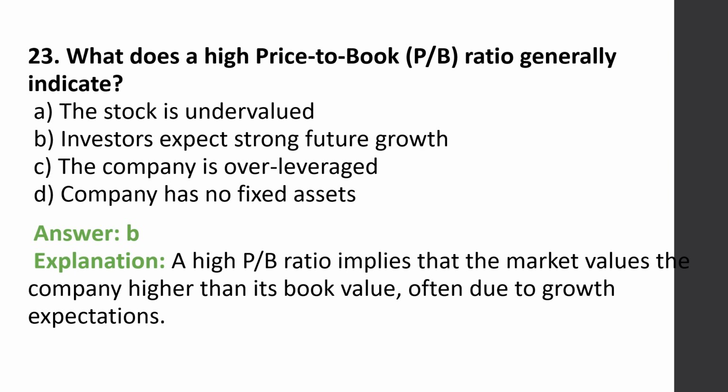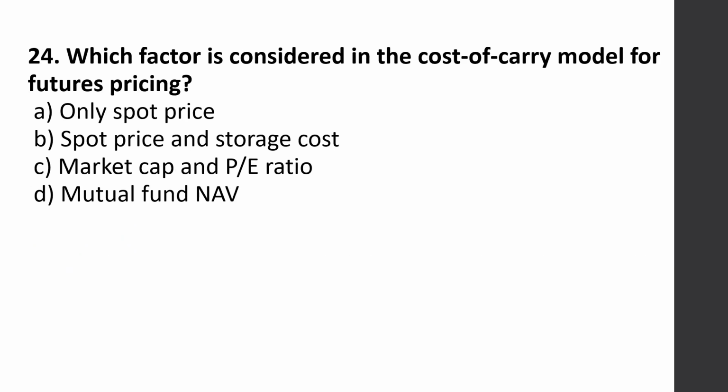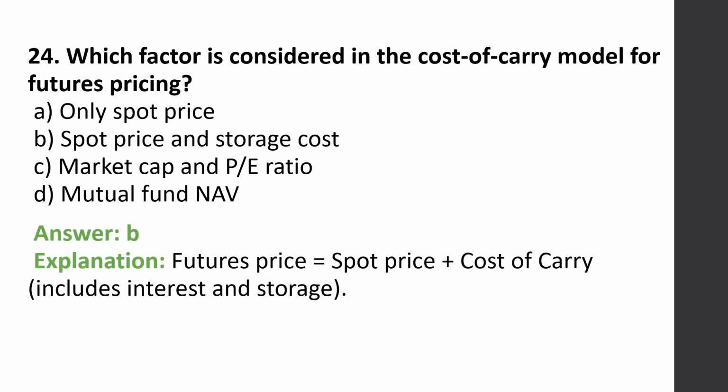expectations. Next question. Which factor is considered in the cost of carry model for futures pricing? Option A, only spot price. Option B, spot price and storage cost. Option C, market cap and PE ratio. And option D, mutual fund NAV. Correct answer is option B, spot price and storage cost. Future price equals spot price plus cost of carry. It includes interest and storage.